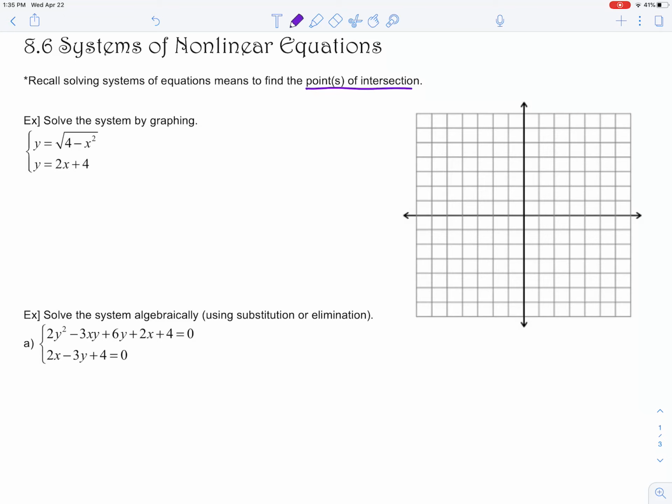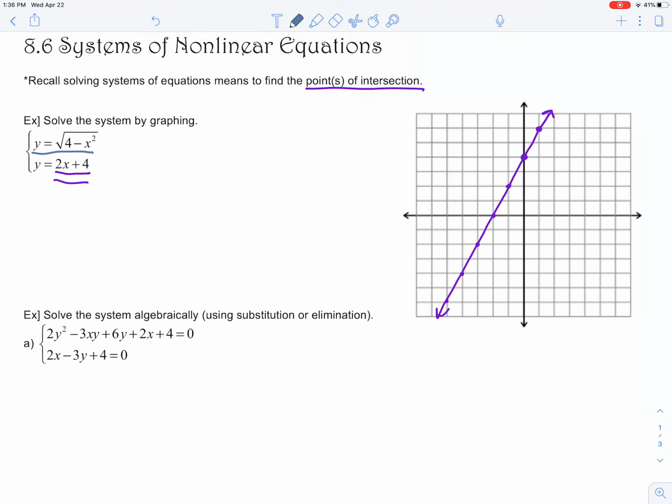So remember that when you are solving a system, what you're finding is the point or points of intersection. Since these are not lines, there could be more than one point of intersection. So for this first example here, this is a line, 2x plus 4. So let's go ahead and plot the points. The y-intercept is 4, and the slope is 2. So I'll use rise over run to find more points here. So the y-intercept is 4, the slope is 2, so I have this increasing line here.